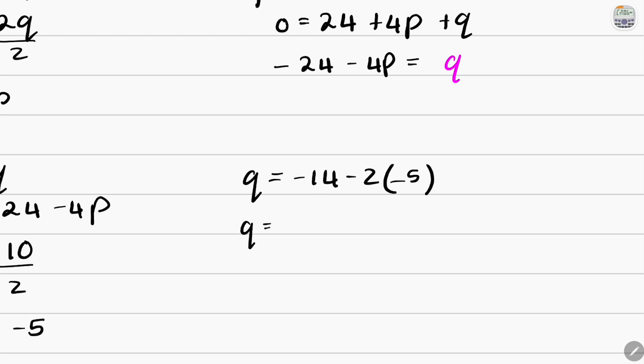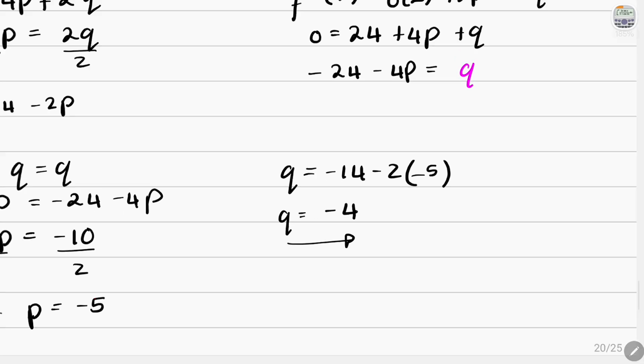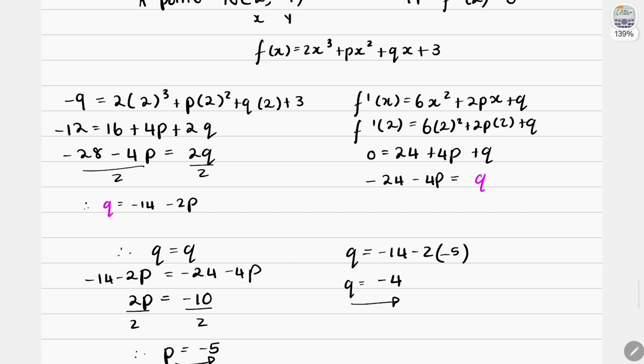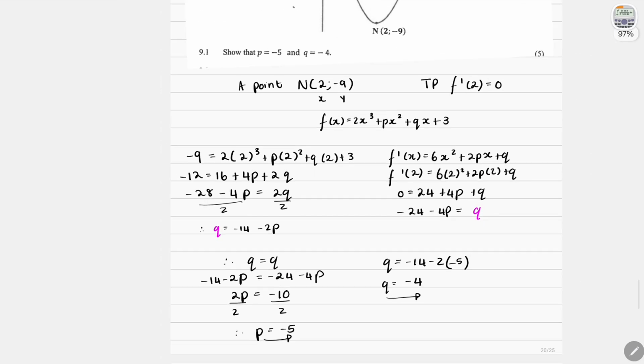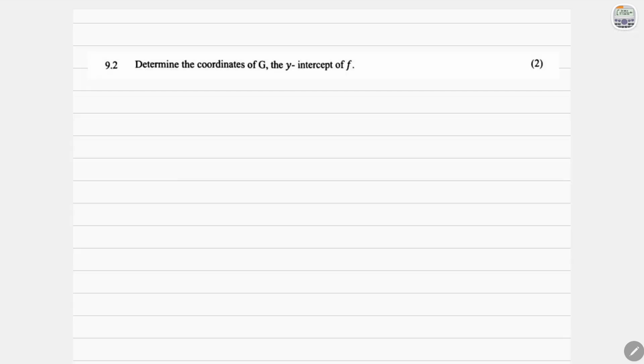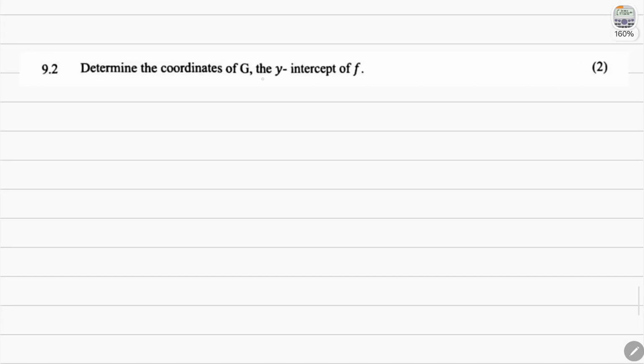So that's negative 14 plus 10. 10 minus 14 is negative 4. And there we go. So p equals negative 5, while q equals negative 4, just like they said. Moving on to the next question. Question 9.2 says, determine the coordinates of G, the y-intercept of f.